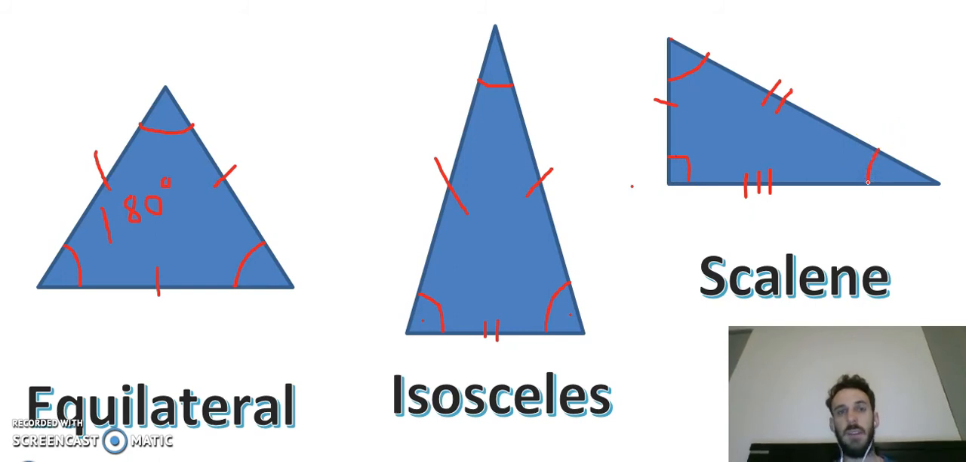So that's it. That's the 3 types of triangles there are. That's all there is to really remember. Equilateral: all the sides are equal, all the sides are the same length. An isosceles triangle has 2 sides that are equal lengths and 1 that's different. And a scalene triangle has 3 sides that are all different lengths.